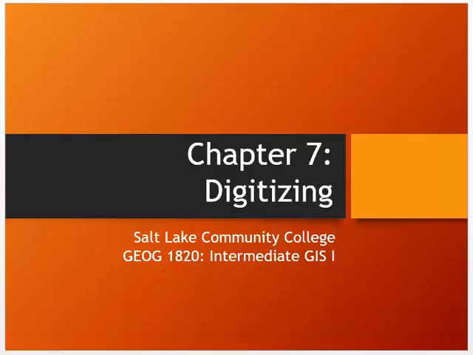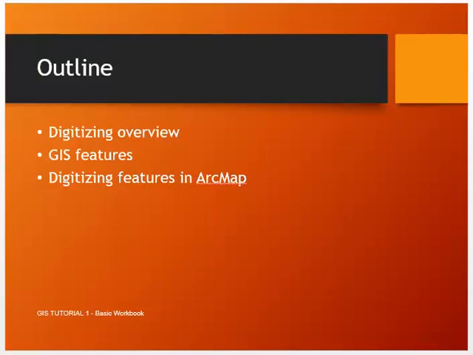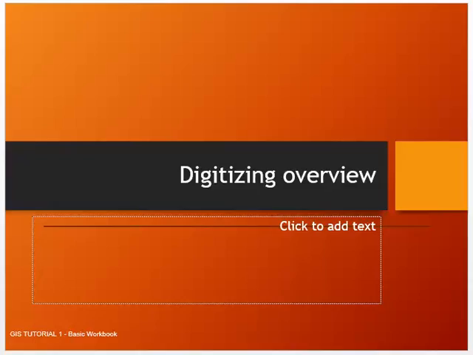Alright, chapter 7, we're almost there, getting to the end. So tonight for this topic, we're going to talk about digitizing and how to get paper data, analog data, into digital data, into GIS. We're going to talk about what digitizing is, how to get your features, and then actually how to do it in ArcMap.